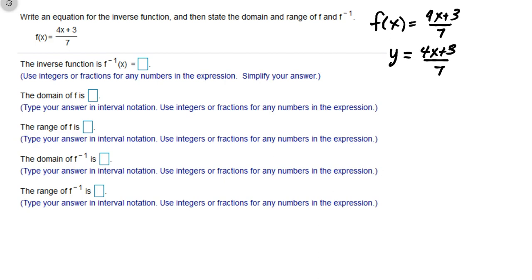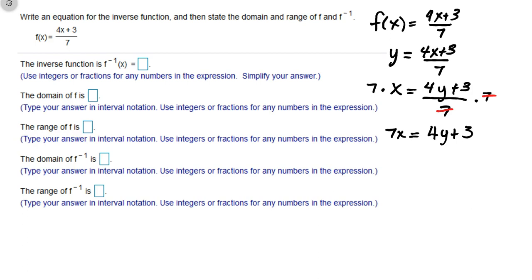Then I'm going to switch the x and the y. This is what is making the inverse. Inverse functions switch their x and y values. And then I'm going to solve for y. So to get y by itself, I'm going to multiply both sides by 7. That gives me 7x on the left, and the 7's cancel out from the right. That leaves me with 4y plus 3.